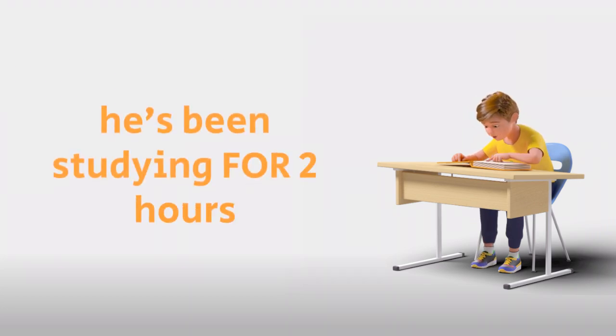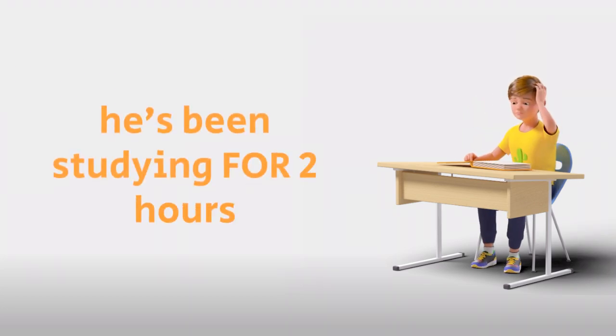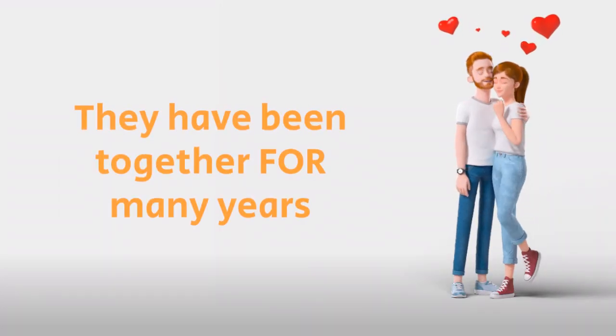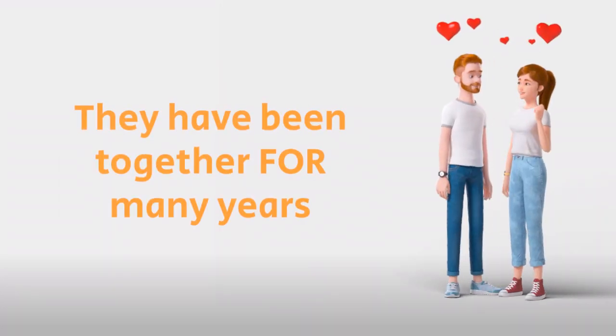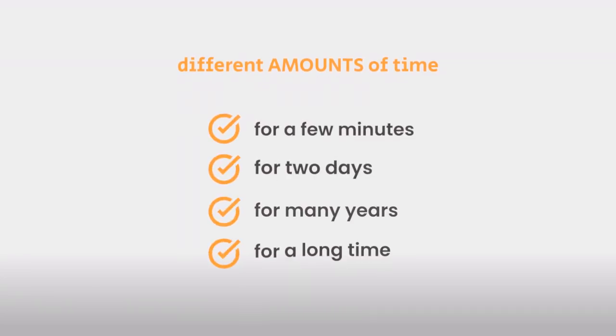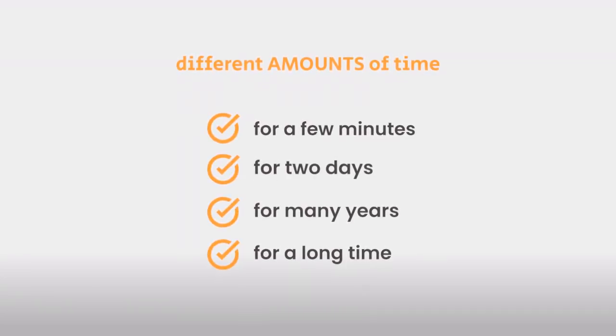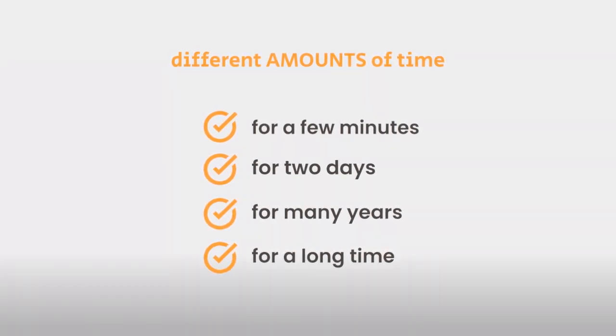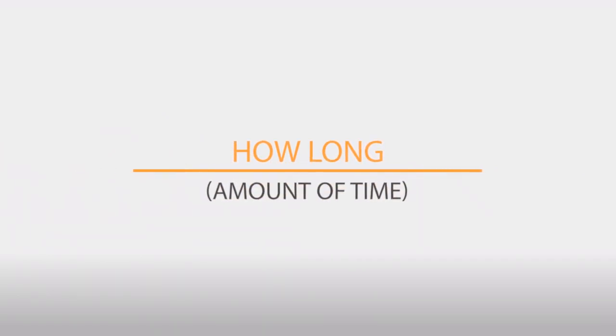Another example could be, he's been studying for 2 hours. This lets us know how long he has been studying for. And finally, they have been together for many years. You can use for with different periods or amounts of time: for a few minutes, for 2 days, for many years, for a long time. So just to recap, for tells us for how long or the amount of time that something has been happening.